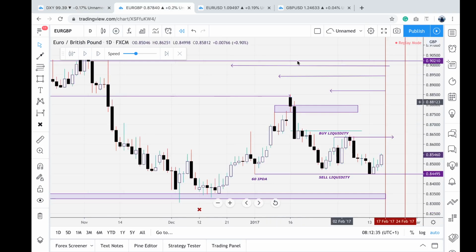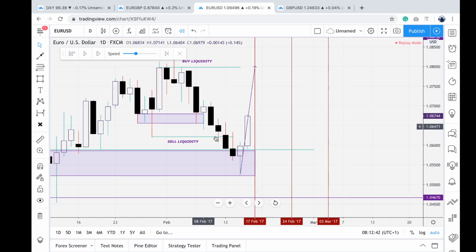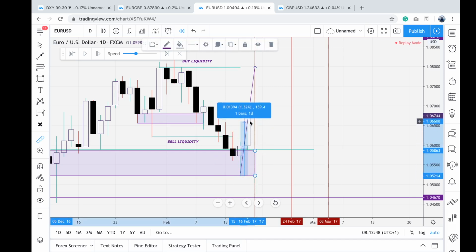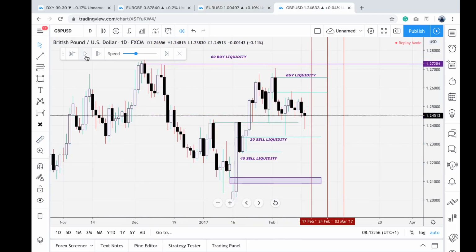EURGBP, we're staying out of this. EURUSD, looking for a bullish move. Yeah, precisely. Since we're looking at this level, the buy move would have been a sniper entry for EURUSD, and we would have been up 152 pips. GBPUSD, we're staying out of this.